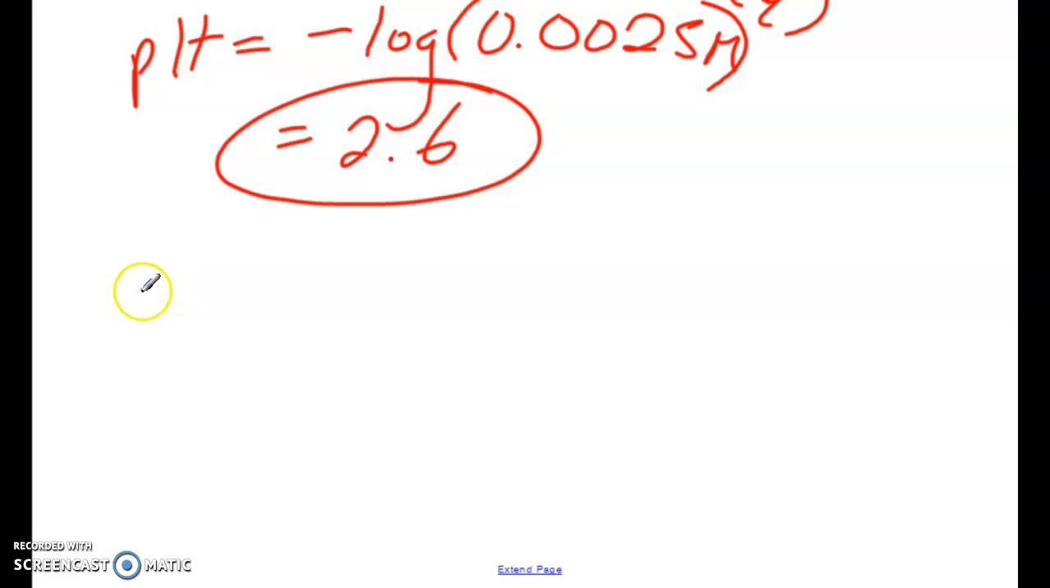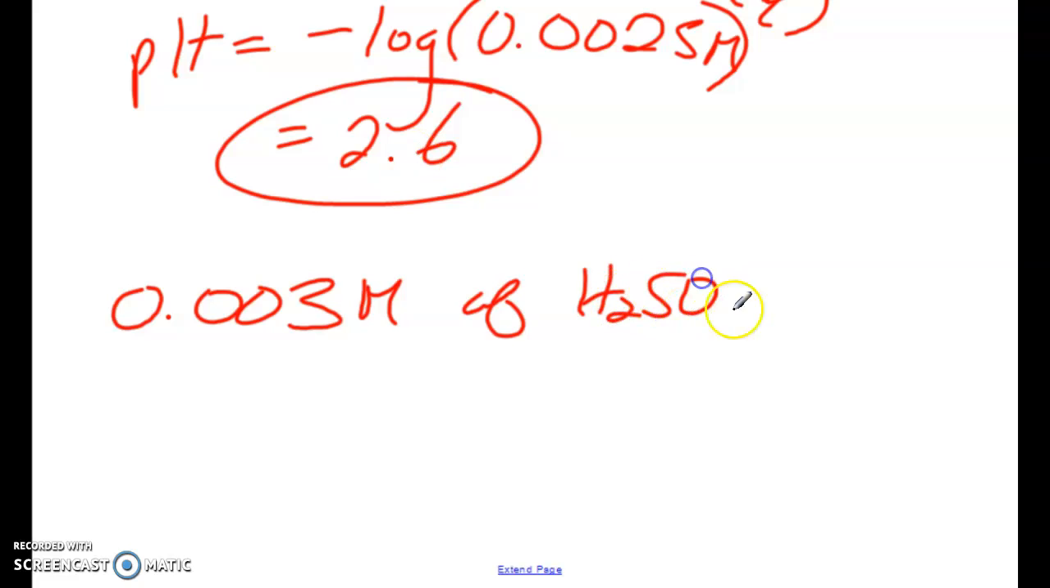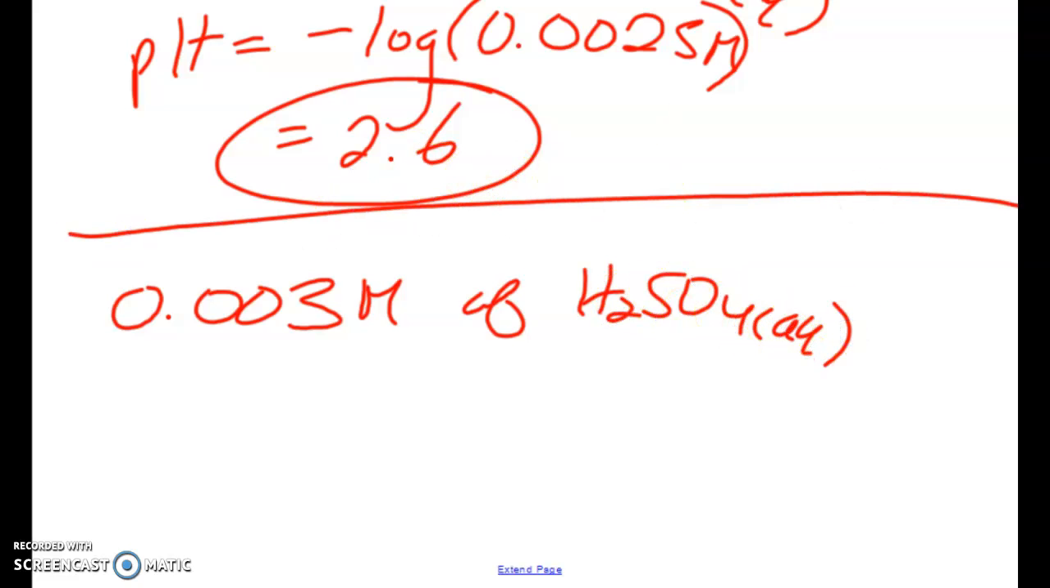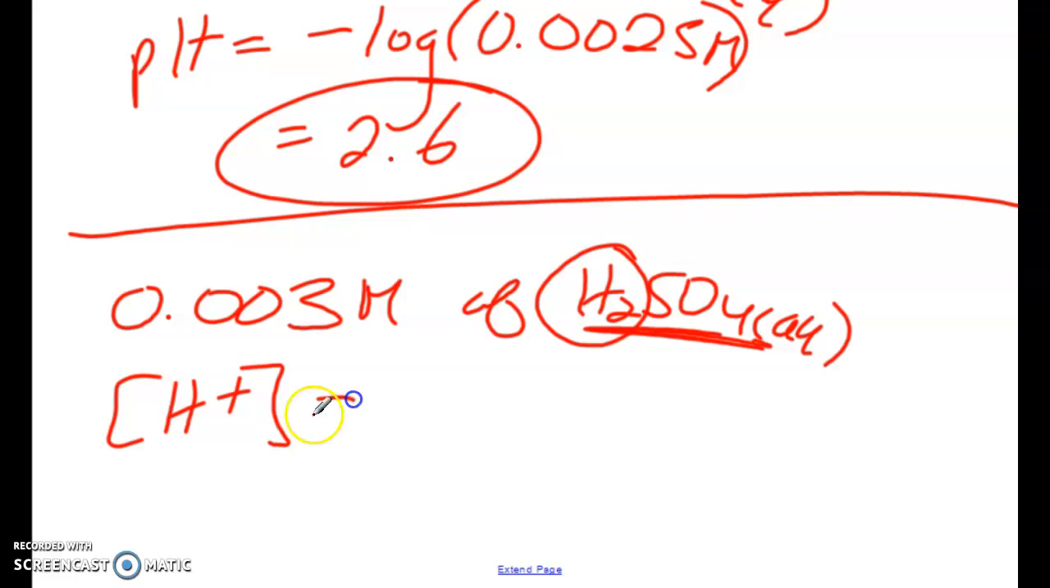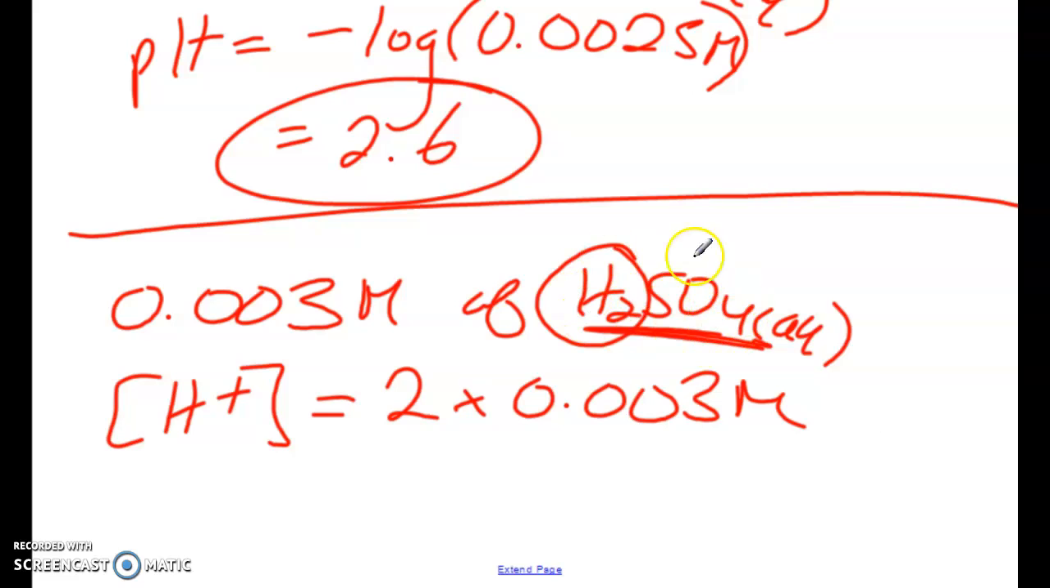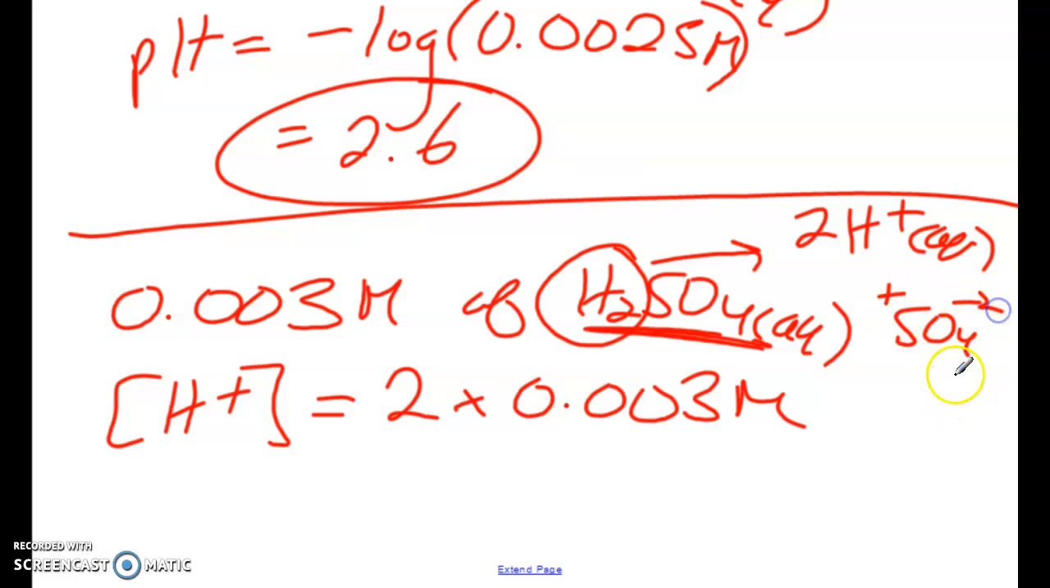Now, what if you had something that wasn't a 1-to-1 ratio? So let's say we had 0.003 mole per liter of sulfuric acid. Well, for every 1 sulfuric acid, there are 2 hydrogen ions that are produced. So really, if I want the concentration of hydrogen ions, it's going to be double the concentration of the acid. For every 1, there are 2 hydrogens produced. So when this becomes ions, I have 2 hydrogen ions and 1 sulfate ion that are made.